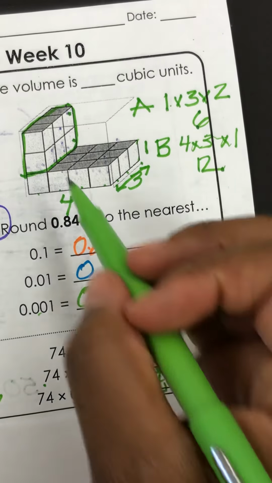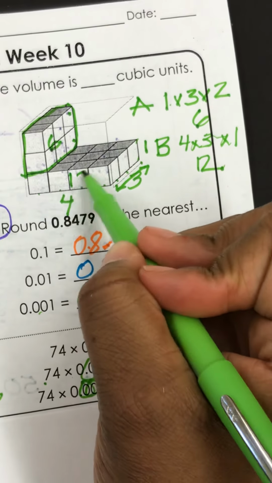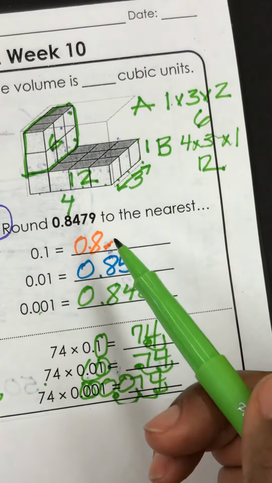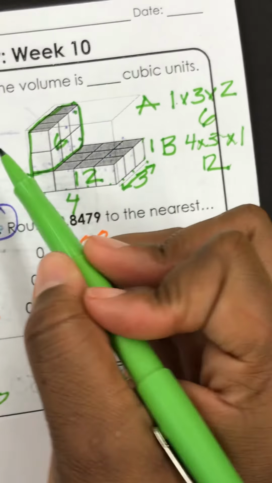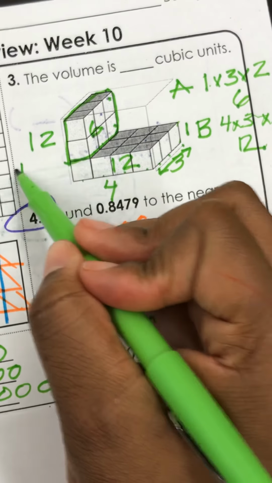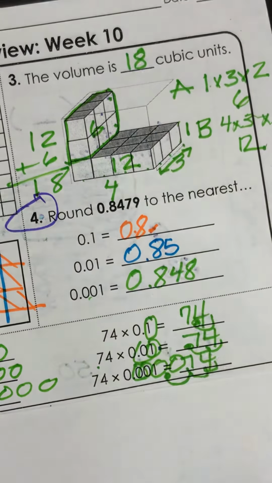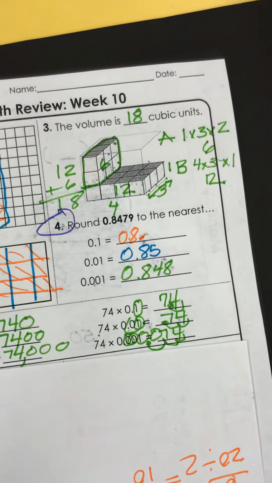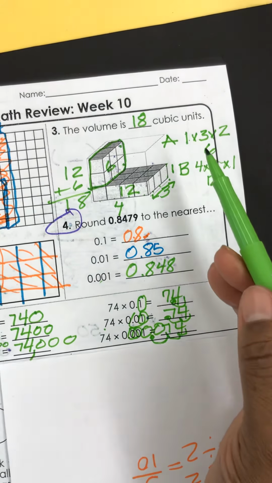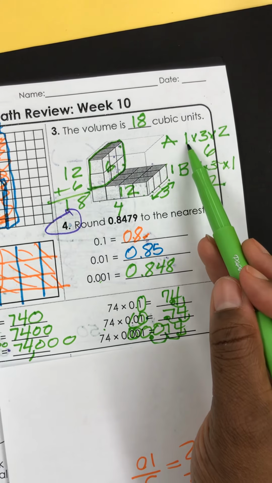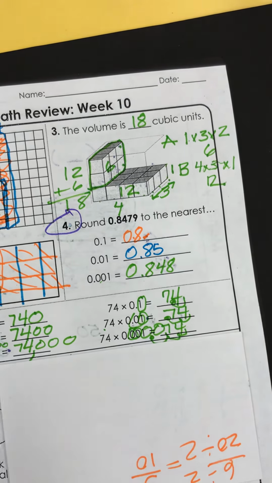And then to get them together, if this one is 6 and this is 12, we add them together to find the volume of the entire thing. So that would be 12 plus 6, which is 18. So 18 cubic units. And we express volume in cubic units because volume is found by multiplying 3 dimensions.